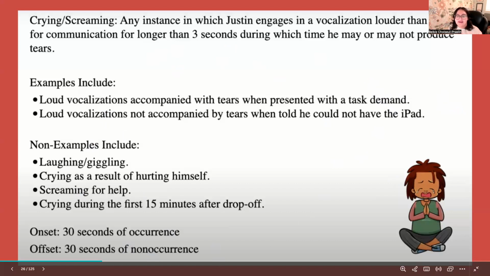Anyone tracking the behavior in this situation, you or someone else, should have a much clearer idea of exactly what to look for, which helps ensure that the data we collect is accurate and consistent.